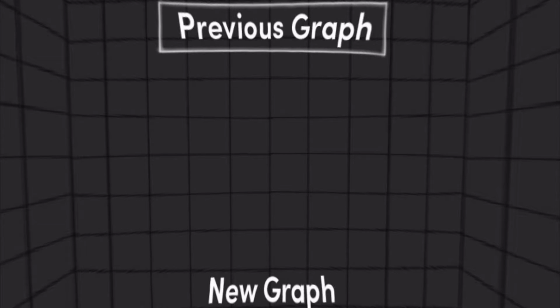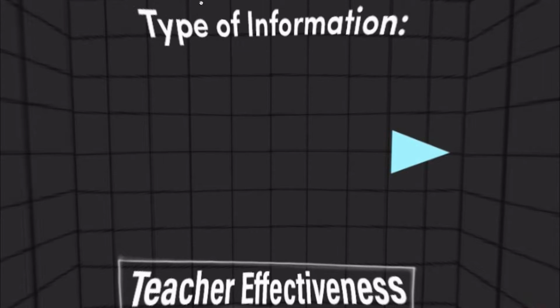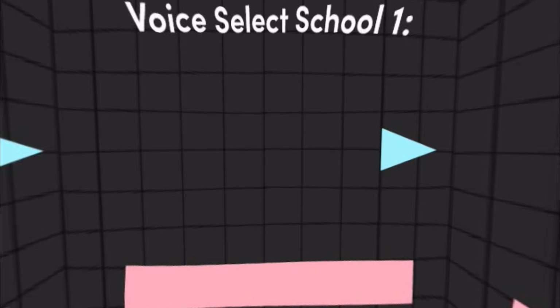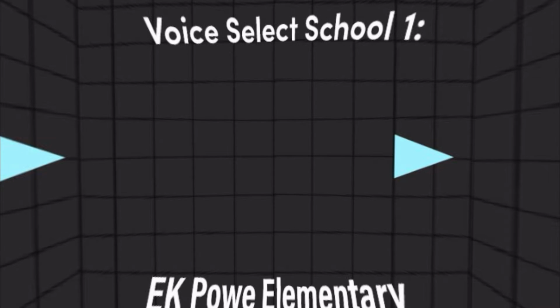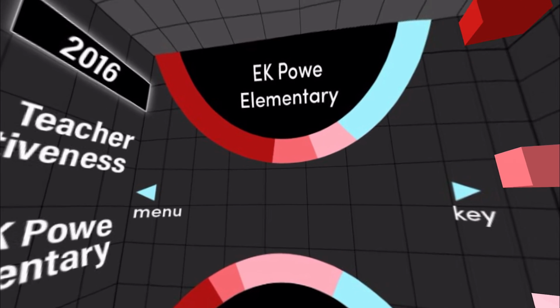Sophia is given the choice to choose previous or new graph, so she selects new graph. Once she has her bearing, she toggles to select teacher effectiveness. She sees the pink rectangles and voice selects the two schools she wishes to compare. EK-POW Elementary, Southwest Elementary. She is brought to her data visualization.